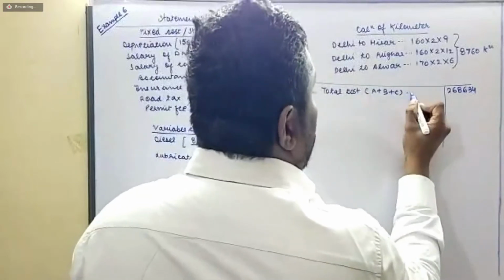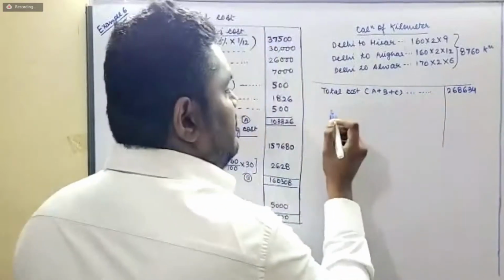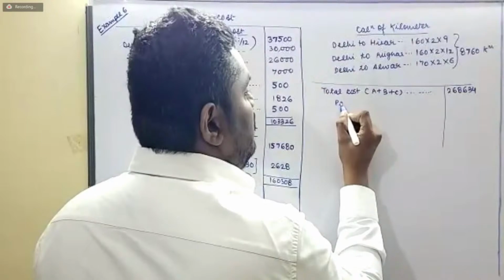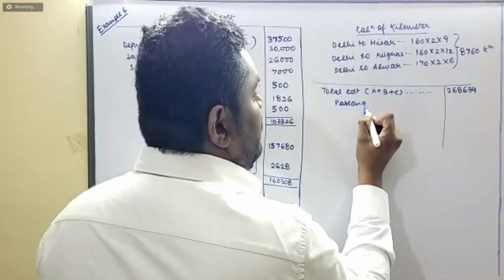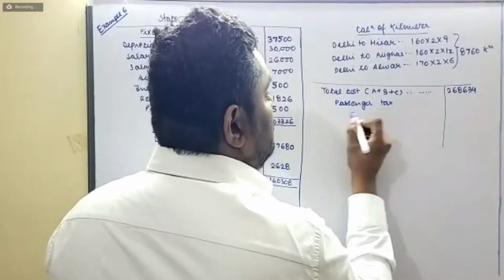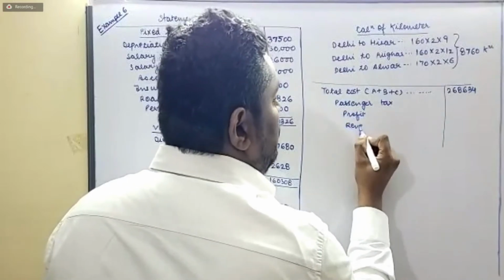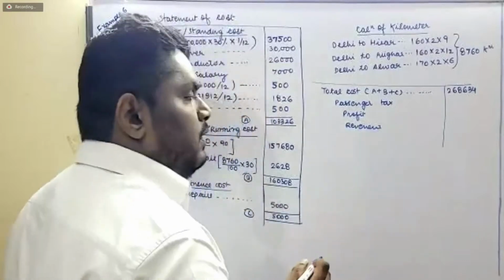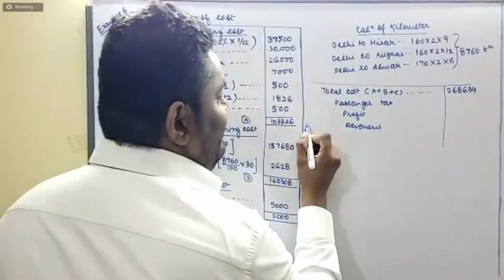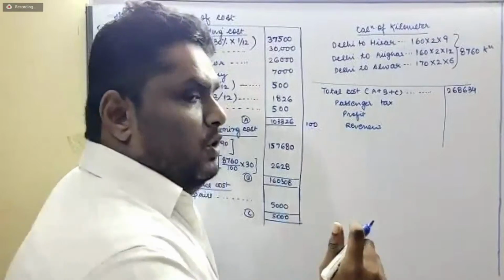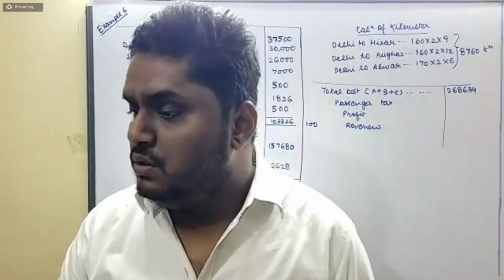So this is my total cost, that is A plus B plus C. In this we have to add passenger tax and profit to calculate the expected revenue. So assuming, let's say, the revenue is 100, so my profit will be how much?